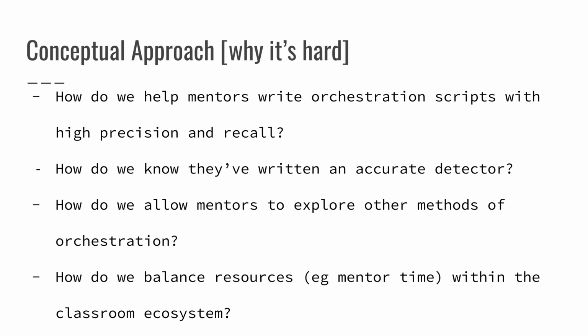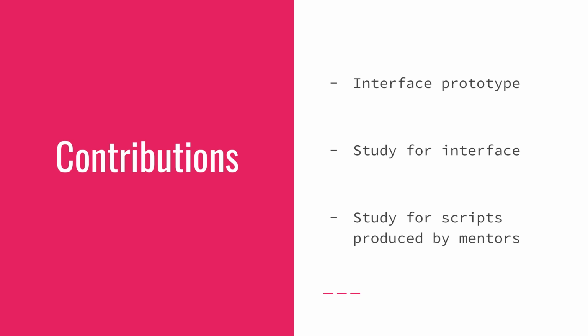And finally, how do we balance resources, that's mentor time, within the classroom ecosystem? This arises because a lot of the time the intervention is just going to a mentor in the first place. However, this doesn't deal with the issue that the mentor, him or herself, is constrained in their time, and we want to make sure that we're not overburdening the mentor as well.